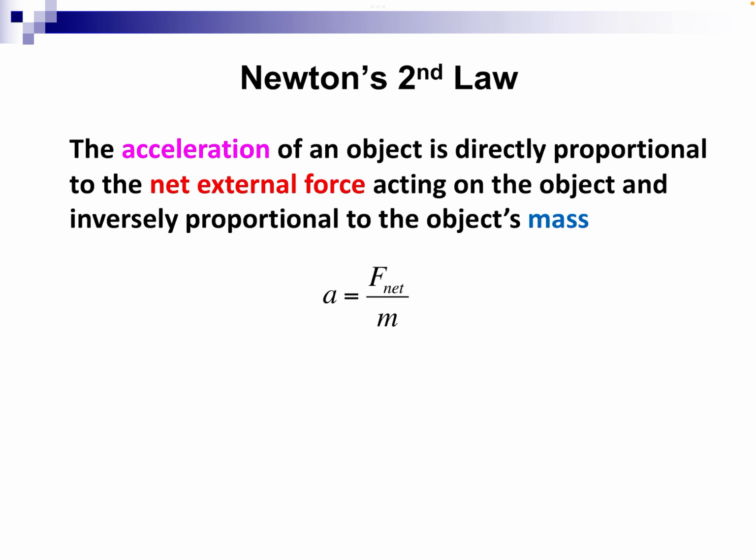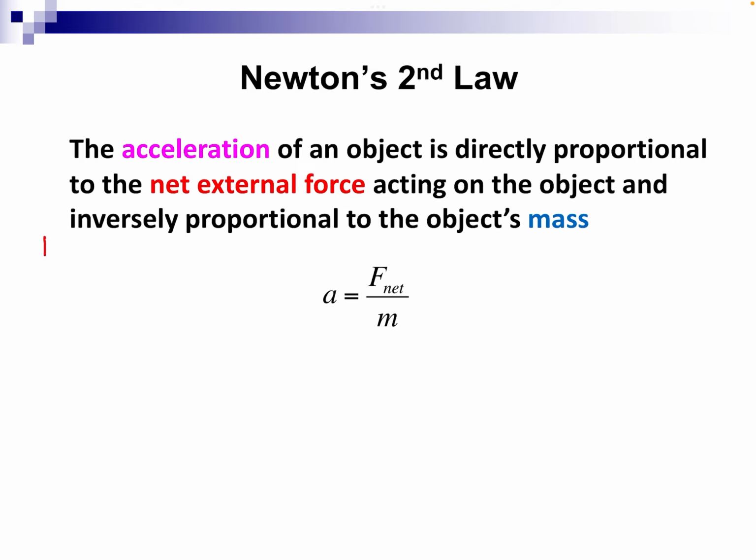Newton's second law of motion states that the acceleration of an object is directly proportional to the net external force. And this is what we were talking about earlier. Why we wanted to find the net external force, because the net external force determines the object's acceleration. Newton's second law of motion gives us the relationship between the net force and the acceleration.